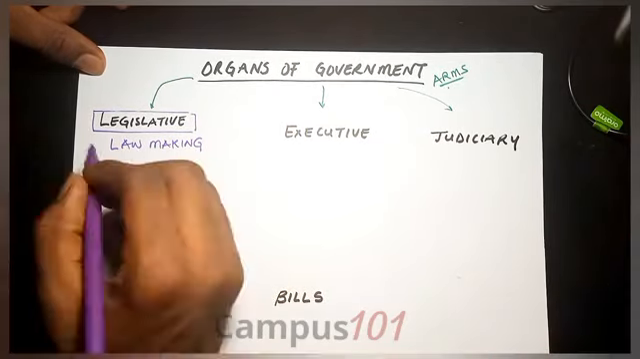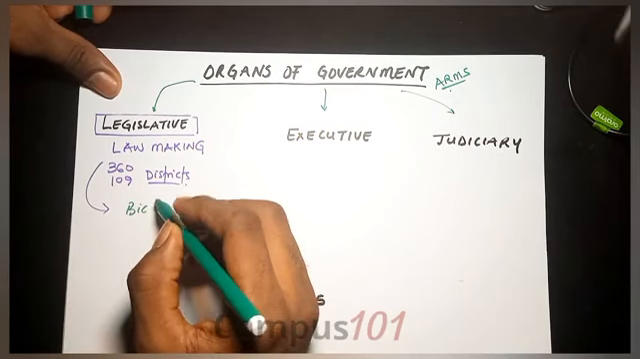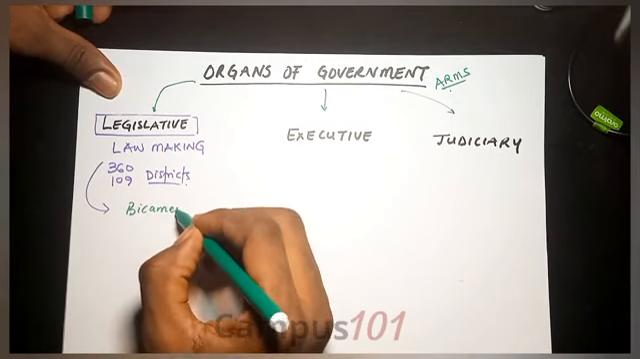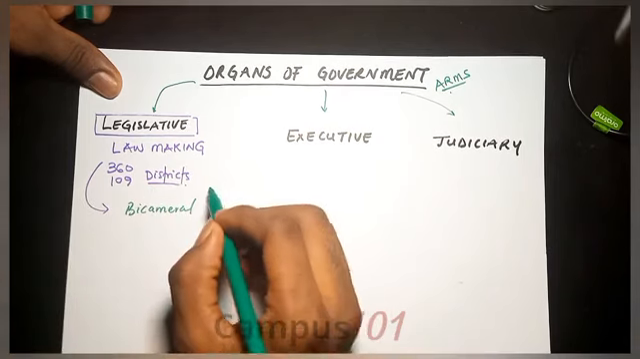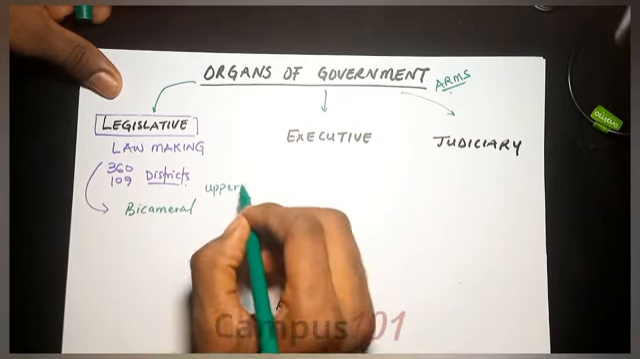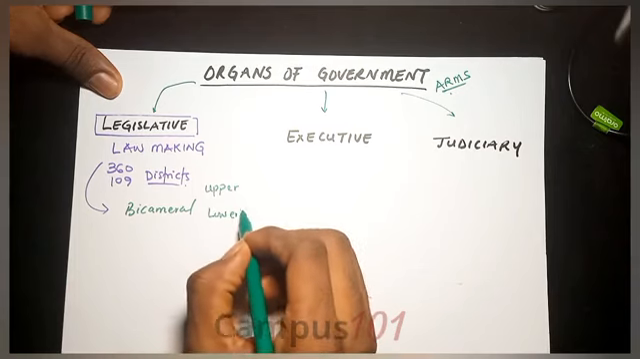And the National Assembly is divided into two parts. What we call bicameral. It can be unicameral or bicameral, but in Nigeria it's bicameral. Bicameral in the sense that they are divided into two, what we call the upper house and the lower house. You will understand this very soon.